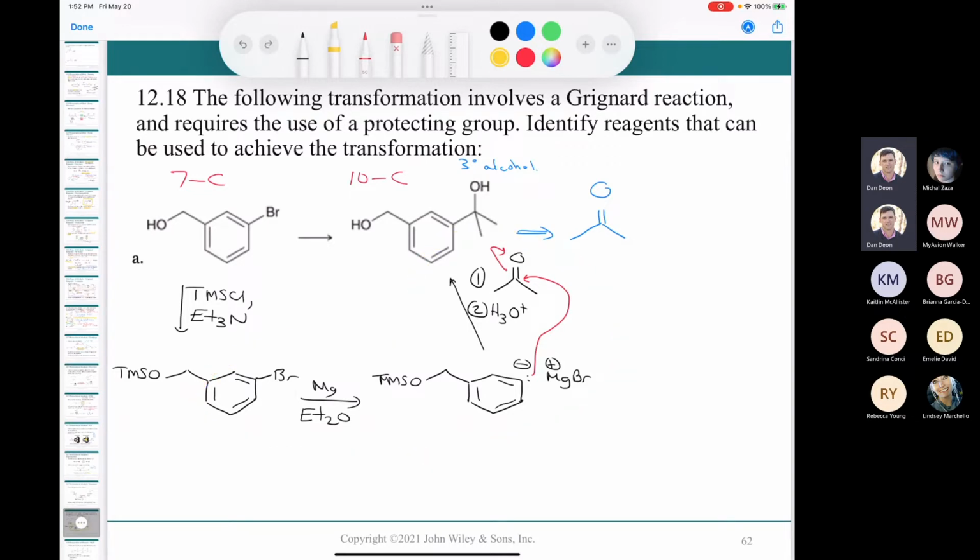The difference is that you have to recognize that since you have an alcohol in here, if you were to just try to make a Grignard with that, the Grignard is going to deprotonate, or remove the proton from the hydroxyl, and you're going to destroy your Grignard reagent.